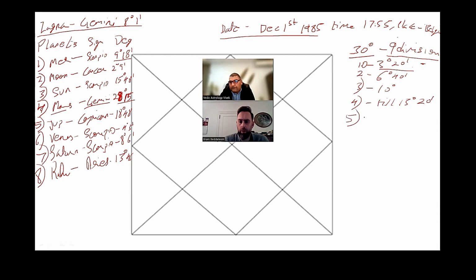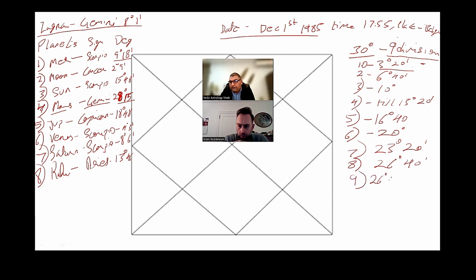The fifth is till 16 degrees 40 minutes. Then 20 degrees, till 23 degrees 20 minutes. The eighth Navamsha is till 26 degrees 40 minutes. The ninth Navamsha is from 26 degrees 40 minutes 1 second till 30 degrees. Is that correct? Yes. And there's no confusion and we are okay with it?